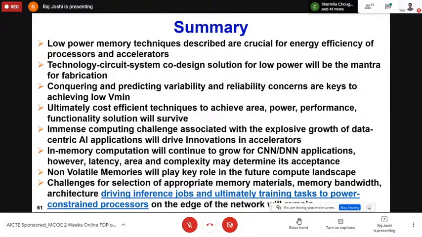So I would like to summarize my talk: the low power memory techniques described are crucial for energy efficiency. Technology, circuit, system co-design solution for low power will be the mantra, no matter what application you select. Once people talk about AI, it is still at the root. They will ask for power, performance, bandwidth, these questions.